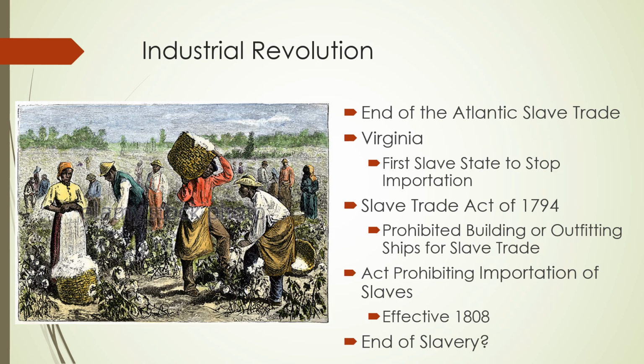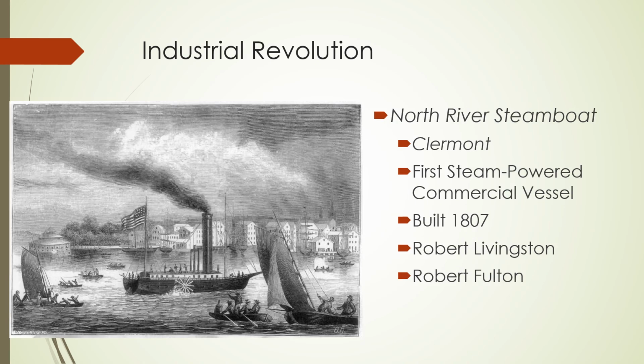All right, the last thing we'll mention, it's really just tied to the Industrial Revolution, is the North River Steamboat, also sometimes called the Claremont. This was basically the first steam-powered commercial vessel, built in 1807. So again, during Jefferson's presidency. This revolutionized sea travel, the idea that a ship could be steam powered.